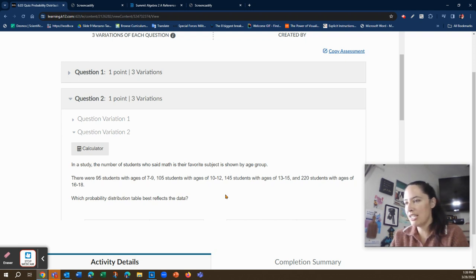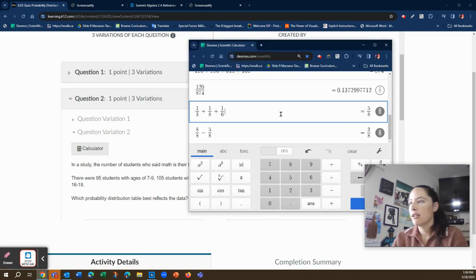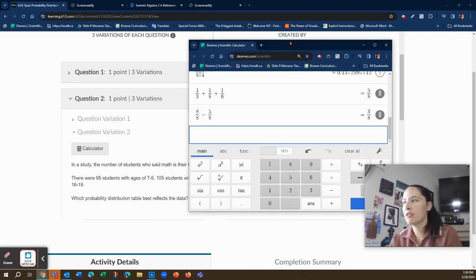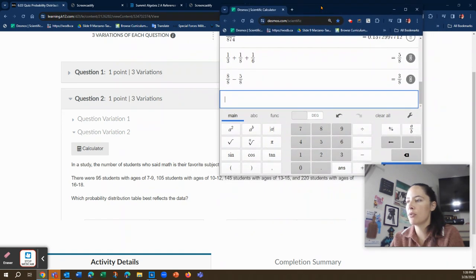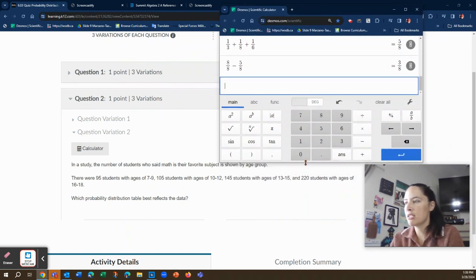Probability distribution table. Okay, so now we need the total, right? So we have some work to do. I'm going to bust out our calculator and we're going to keep doing some math. Let me scroll up and make this a little bit smaller.